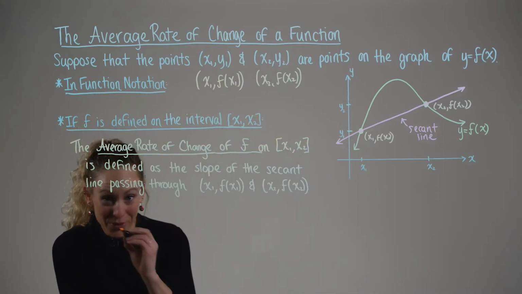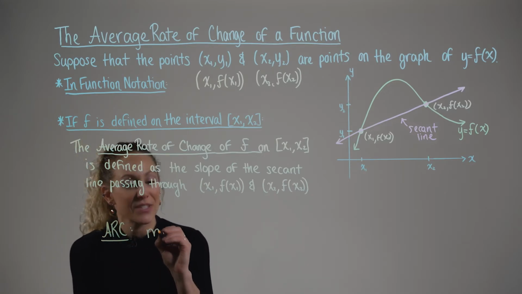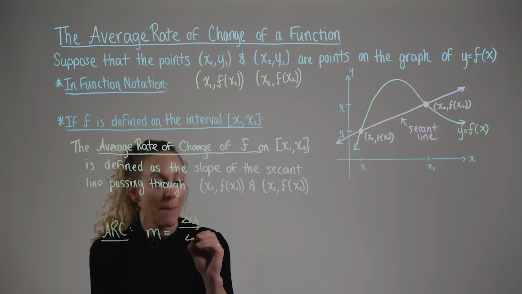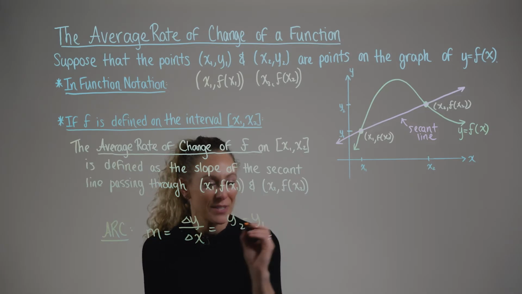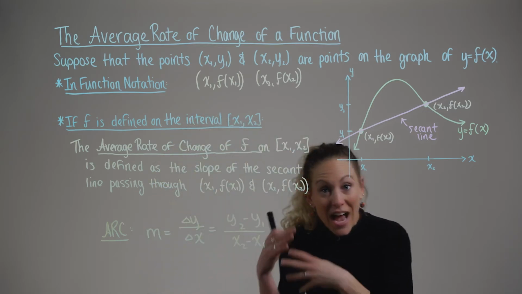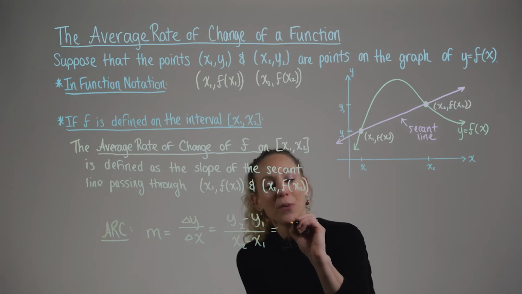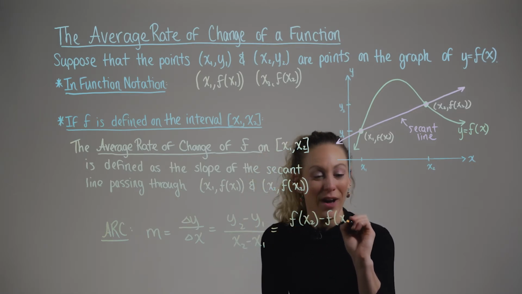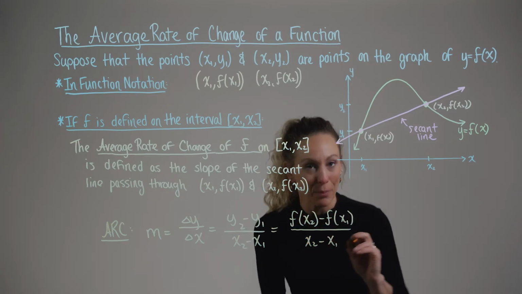And we can conclude that the average rate of change is the slope, which again we know is the change in the y values over the change in the x values, or y sub 2 minus y sub 1, all over x sub 2 minus x sub 1. And now replacing these y's with our function notation, we have f of x sub 2 minus f of x sub 1, all divided by x sub 2 minus x sub 1.